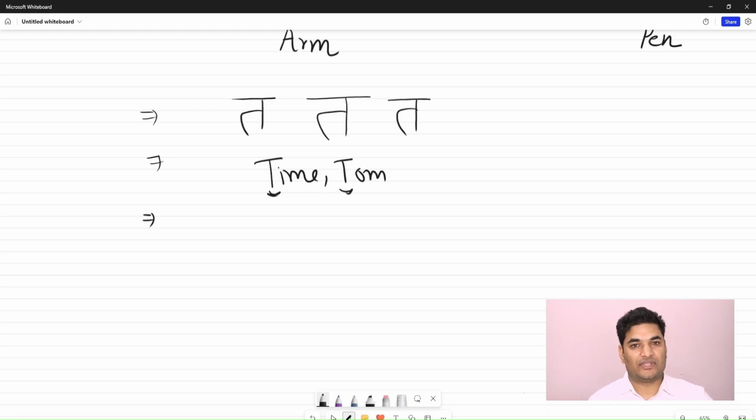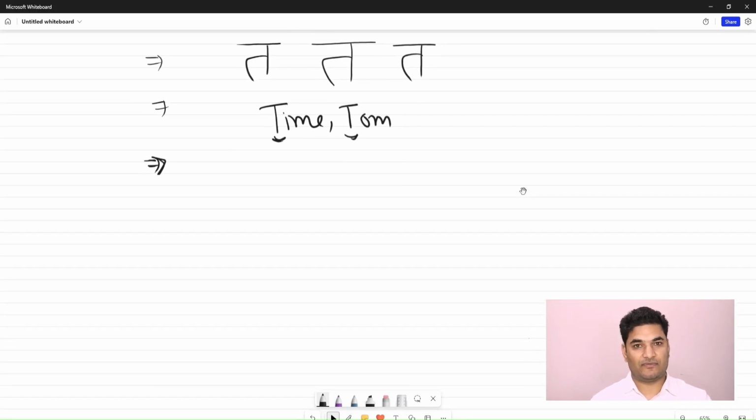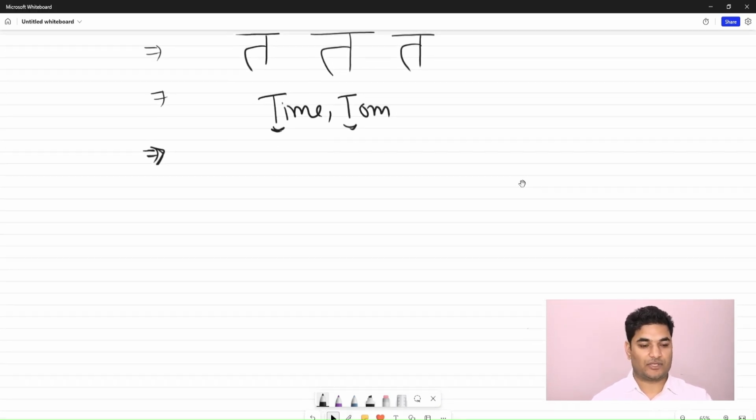When you pronounce this sound, your tongue will be touching the upper teeth. When you pronounce the English t, it will not be touching the teeth, it will be just behind the teeth. Okay, so remember that. I will definitely make a lesson and upload it. For now, in this lesson, we will just do this much.